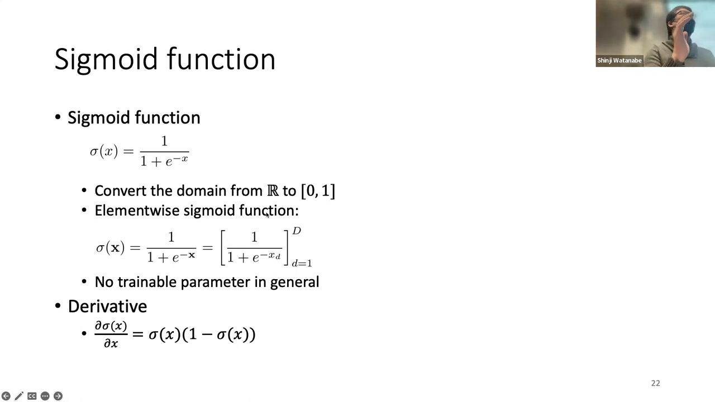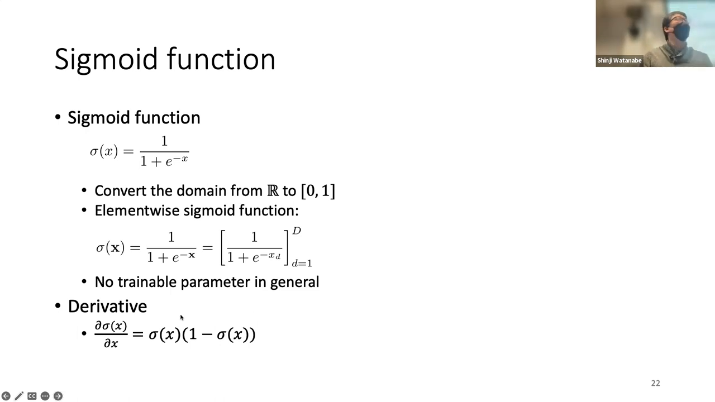If someone is very strict about the math, you may think that no, exponential must take a scalar value, right? This is a conventional way to accept the element-wise form. So please make sure that when the sigmoid or exponential takes a vector value, it is operated on each of the dimensions. Okay. And this is just a function without any parameters, so there is no trainable parameter, compared with the linear matrix. And then the derivative is of this form.